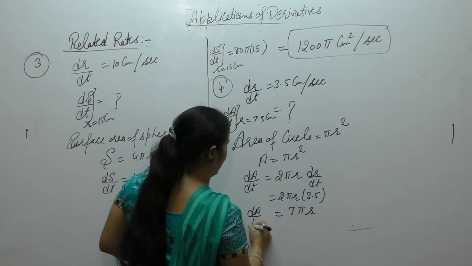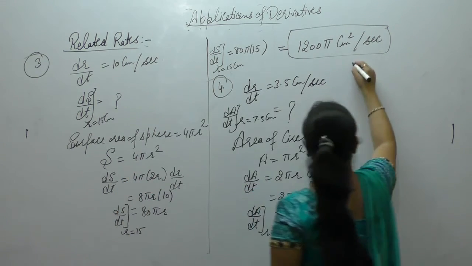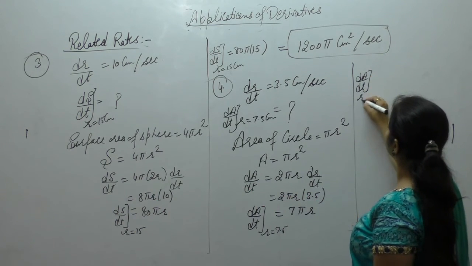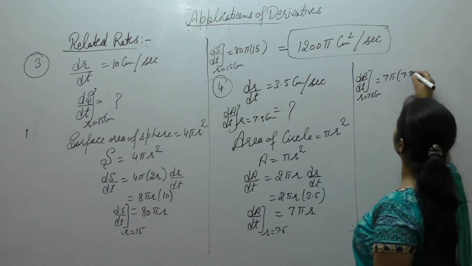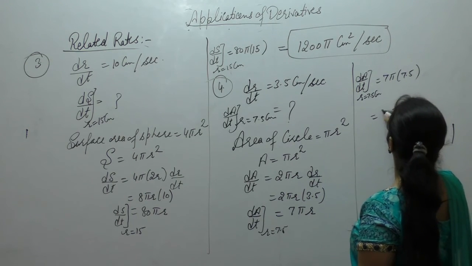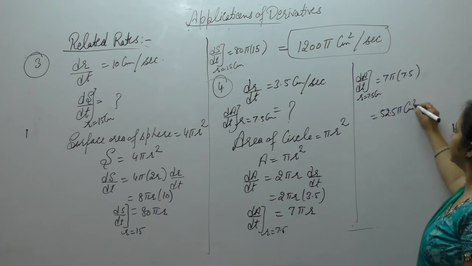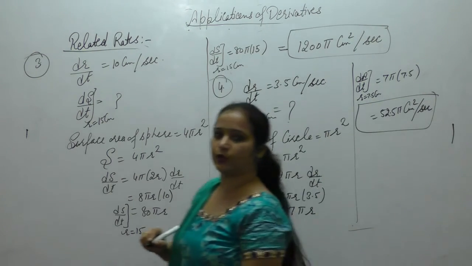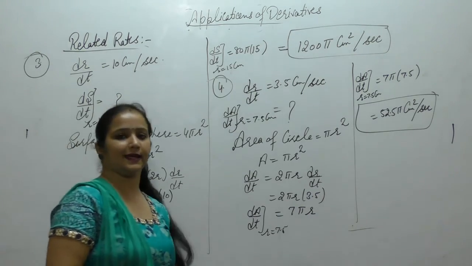Now, we want to find the rate of change of area when r is equal to 7.5. So dA upon dt when r is equal to 7.5 is 7 pi into 7.5, which is 52.5 pi. Area is in centimeter square and time is in second. So 52.5 pi centimeter square per second.